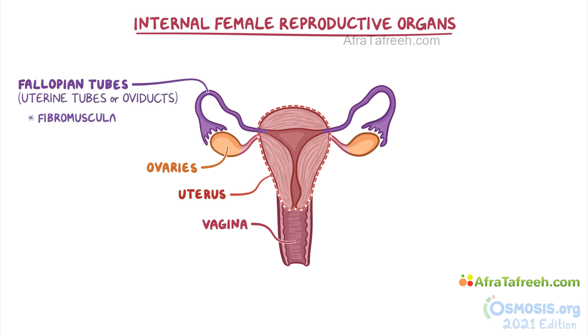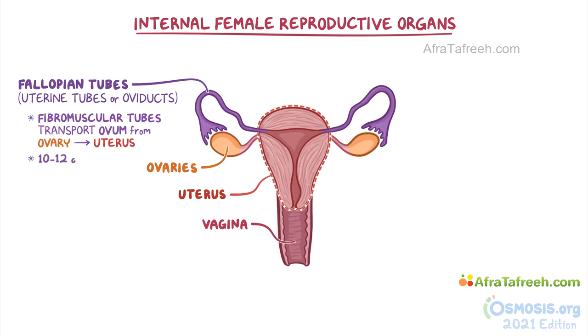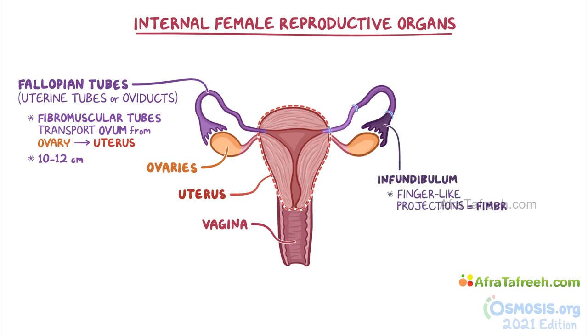These fibromuscular tubes transport a mature female reproductive cell or egg cell called an ovum from the ovary to the uterus. Each fallopian tube is about 10 to 12 centimeters in length and is divided into 4 regions. Closest to the ovaries is the infundibulum, which has finger-like projections called fimbriae.